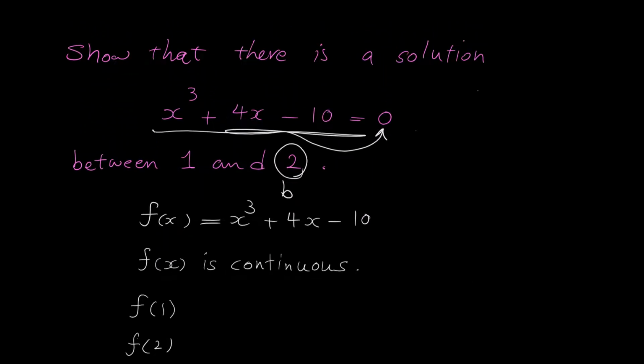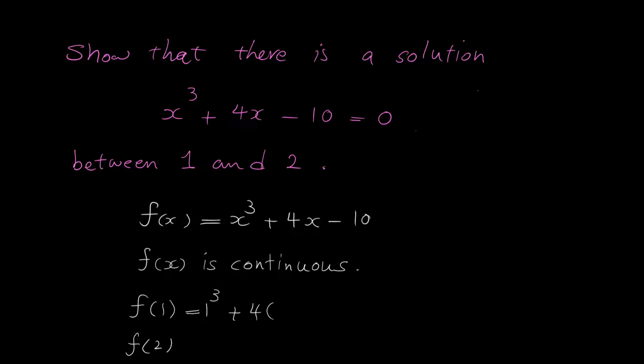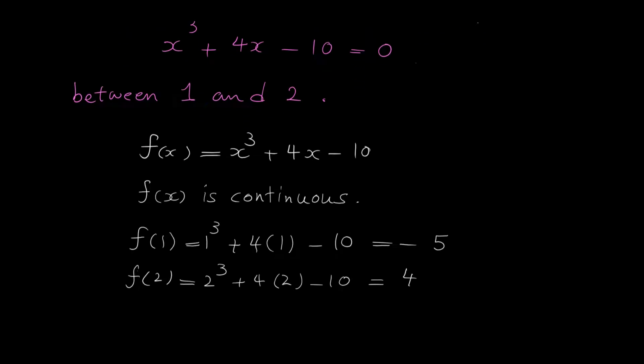If you simply calculate f of 1 and f of 2, f of 1 is 1 to the 3 plus 4 times 1 minus 10, and it equals negative 5. f of 2 is 2 to the 3 plus 4 times 2 minus 10, 8 plus 8 minus 10, it equals 6. Now attention, f of 1 is negative, f of 2 is positive.